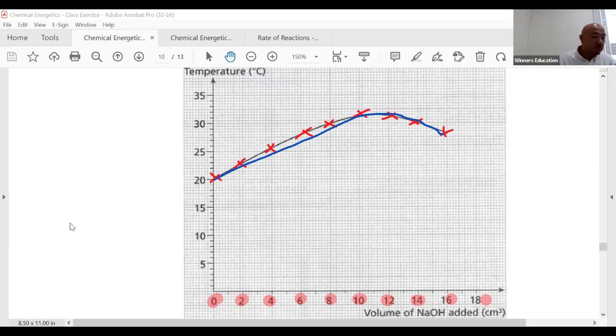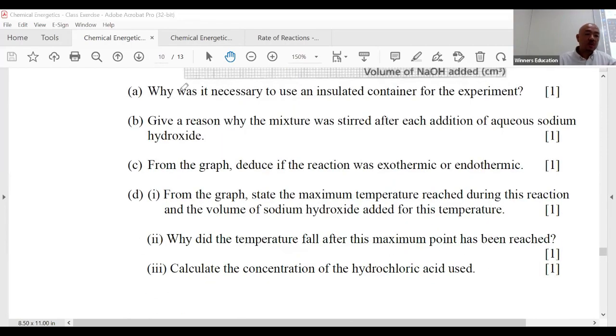Good. Then I ask you to discuss, to give you a few marks here. Number one, why is it necessary to use an insulated container for the experiment, i.e. the styrofoam cup used to pack coffee and tea? Why don't you use a glass beaker? 1 mark. Standard question. So give us a standard answer. You see, the whole experiment is dependent on what? It's dependent on that one thermometer to measure.